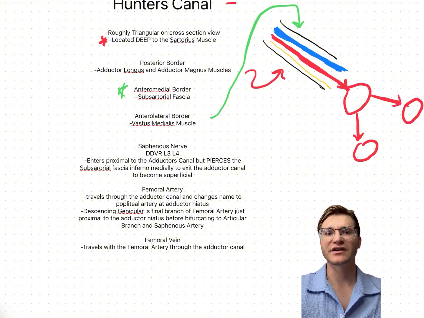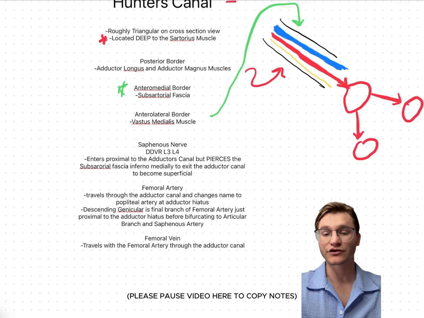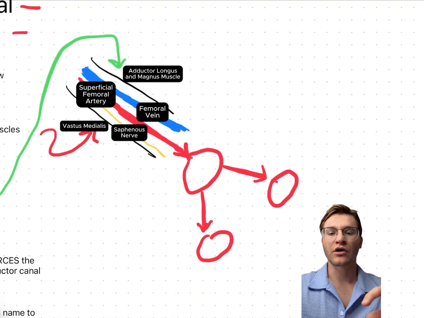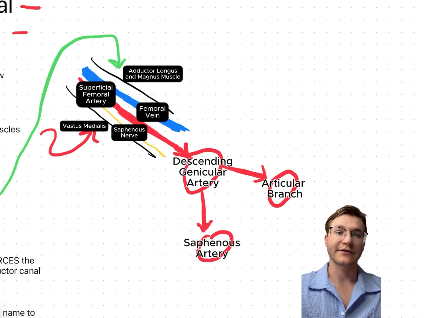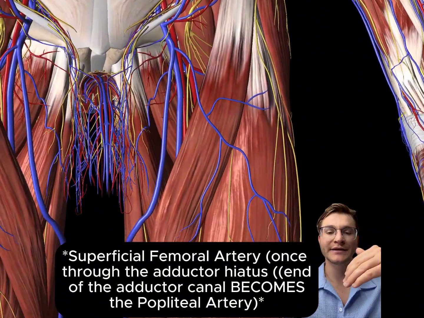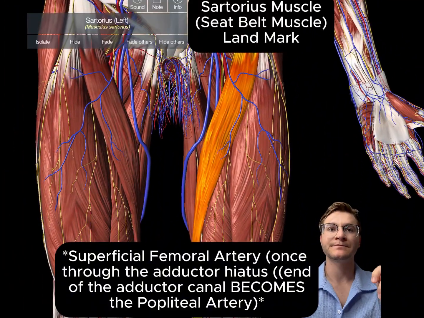So let's get into the femoral artery, or our superficial femoral artery. It'll give a couple different branches, our descending genicular artery, and then our saphenous artery, which will run with our saphenous nerve and saphenous vein medially down the body, and then our articular branch. Our superficial femoral artery, once it goes through our adductor hiatus, becomes the popliteal artery.